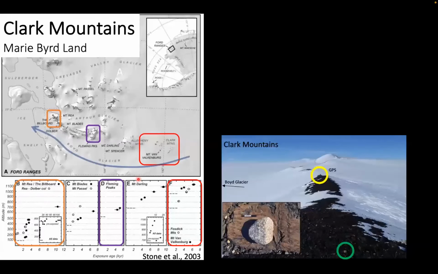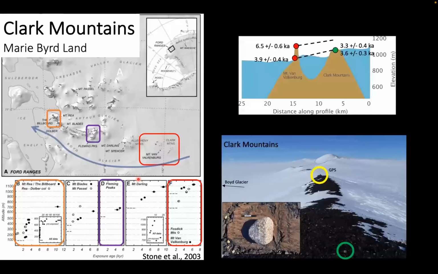What was really exciting about this site was the potential to tie in with one of the more important starters of this whole dipstick method, the Stone et al. compilation from the Ford Ranges in Marie Byrd Land. And this really got the game started for this kind of terrestrial reconstruction using cosmogenic nuclides. During a maintenance visit in 2012, Terry made some stellar observations about some foreign erratics perched on some glacially striated bedrock.